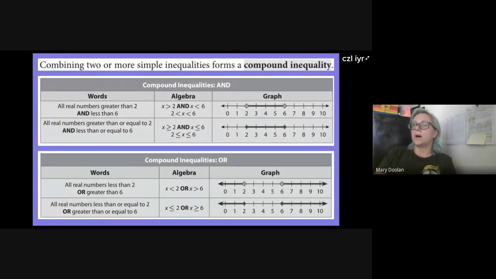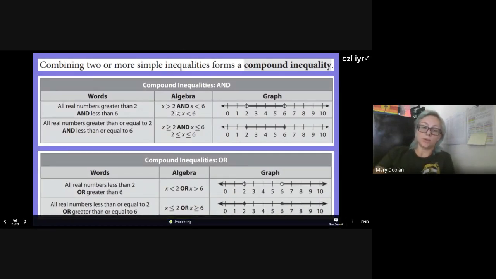All right, so compound inequalities, and so you might have something that says all real numbers greater than 2 and less than 6. So the algebra for that would be you could write it separately. X is greater than 2 and X is less than 6. But since we're writing two inequalities that are both using X, you can rewrite it into one compound inequality. 2 is less than X is less than 6.